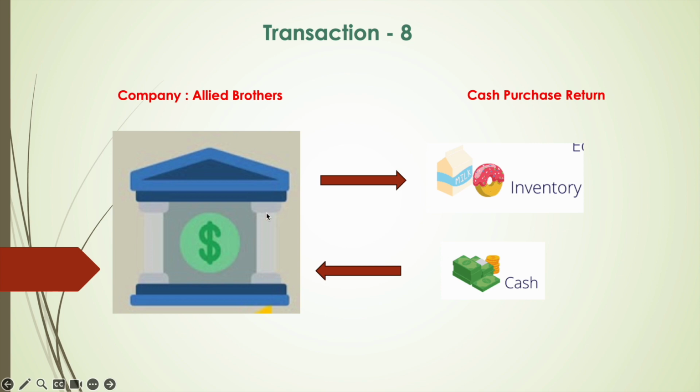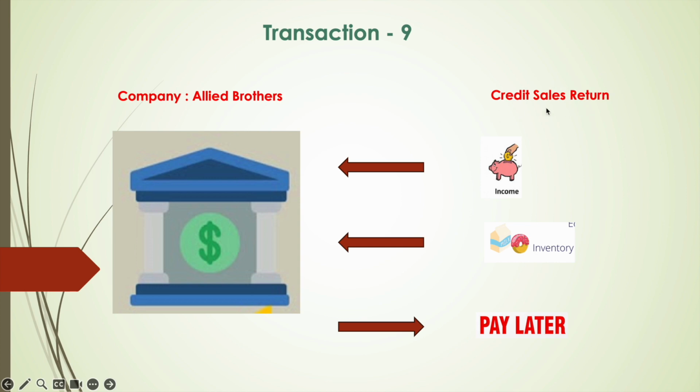The buyer returns the purchased goods to the seller, citing reasons such as defects, dissatisfaction, or incorrect items. Verification of returned goods. The seller verifies the returned goods to ensure they are in their original condition and eligible for return according to the company's return policy. Refund issued. If the return is approved, the seller provides a refund to the buyer in the form of cash. In this example, Allied Brothers will return the goods to the supplier. Allied Brothers will receive the cash from the product supplier.